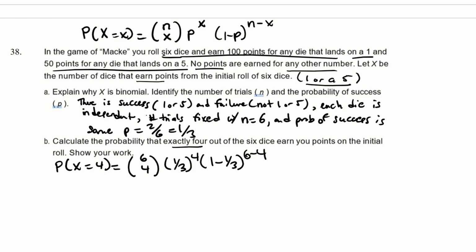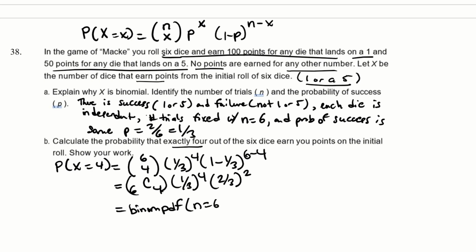Now I'm going to show you how to do this on the calculator. Remember that this is the same thing as 6C4, the combination, right? 1/3 to the 4th. 1 minus 1/3 is just 2/3, guys, so I'm just going to write it like that. 6 minus 4 is 2. You can also use the binomial PDF function. The number of trials is 6, the probability of success is 1/3, and x is 4. We're going to show you both of these on the calculator just so you can refresh your memory on how to do that.